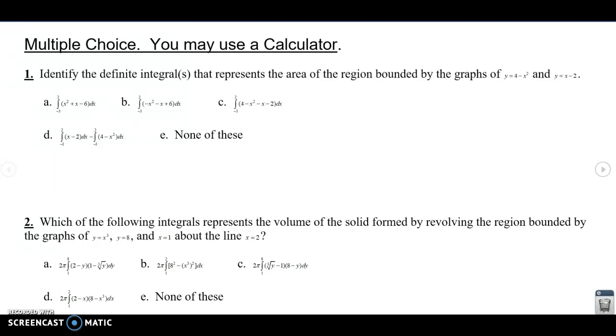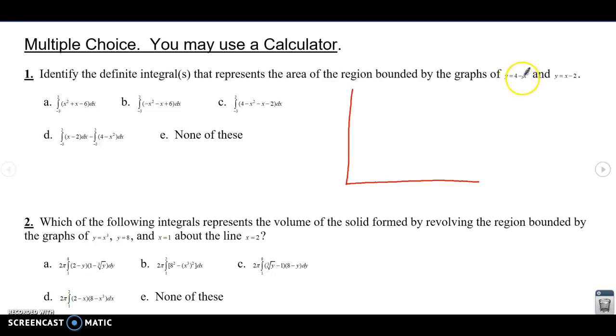First question, identify the definite integral that represents the area of the region bounded by the graphs of y equals 4 minus x squared and y equals x minus 2. And I apologize that those are so small, but you will see these tomorrow. We want to find the area of the region bounded by those graphs, so we have to find out which one is larger and which one is smaller. You can use a graphing calculator to do this, but I'm going to sketch it really quick here so you can see what's going on.